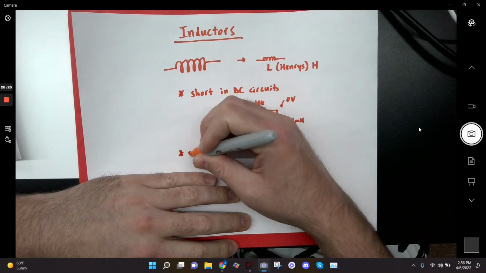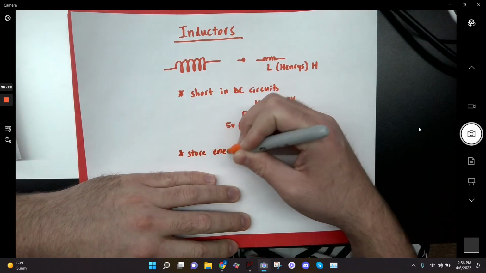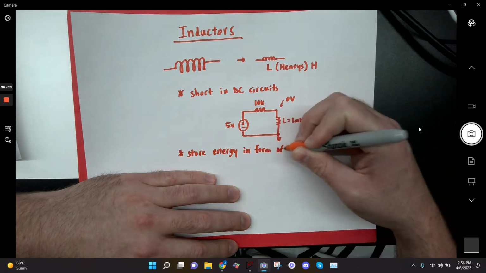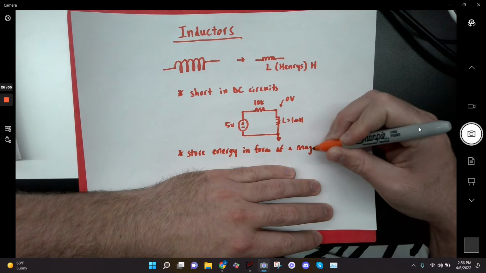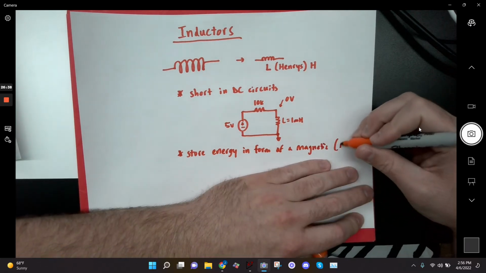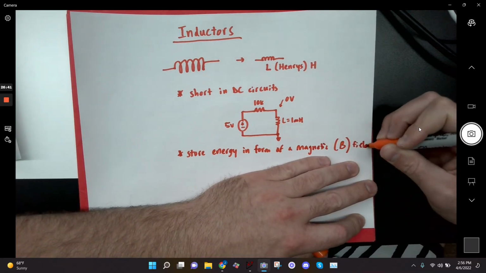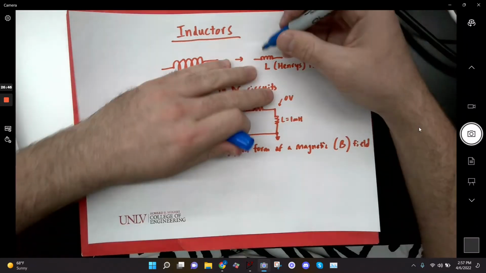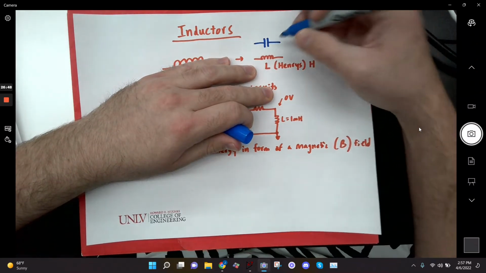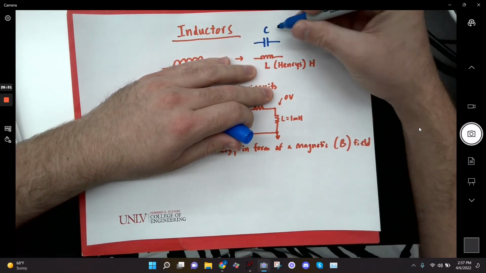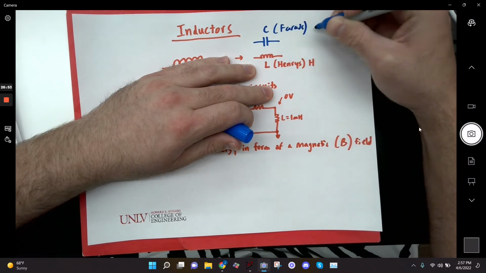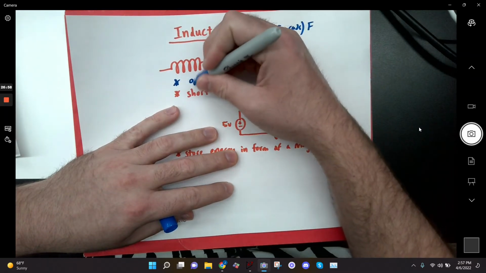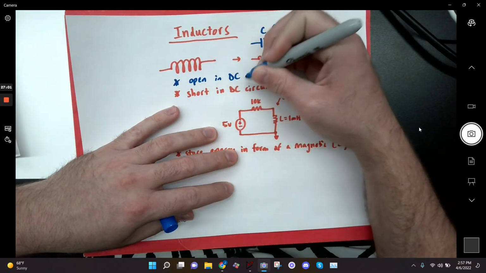So let me write that also. They store their energy in the form of a magnetic field. Magnetic fields are also sometimes called B fields. I'm sure you know that. And so let me write the contrasts. Capacitors are obviously C in farads. And capacitors act like an open in a DC circuit.